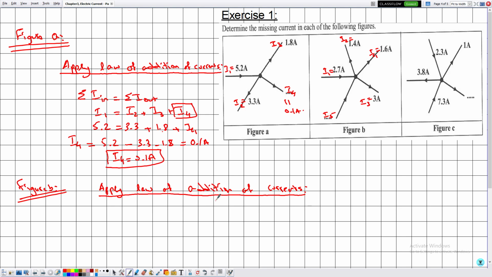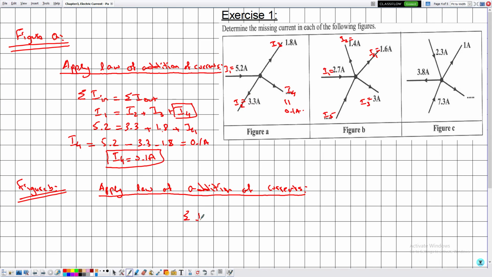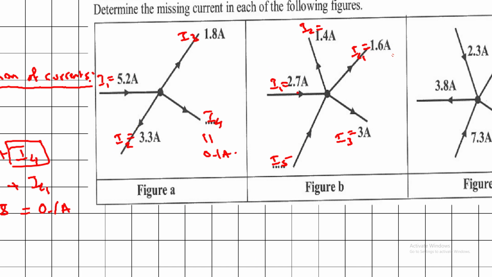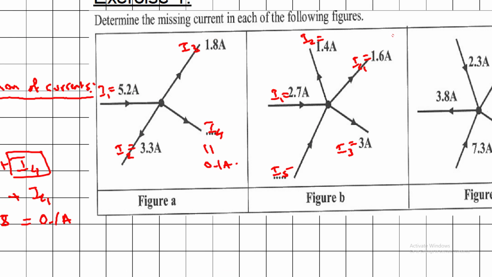Always in physics we need to mention the law that we are using, and usually this is given half a mark. So the summation of I in is equal to the summation of I out. On the left hand side of this equation we write the currents entering the node. Notice that I1 is entering because the arrow is toward the node. This is leaving, leaving, leaving. Notice that I5 also is entering. So we have I1 plus I5. All other currents are leaving the node, which are I2, I4, and I3.